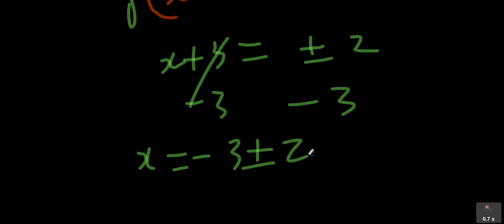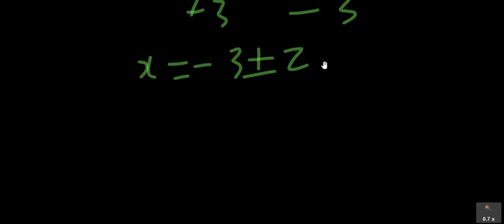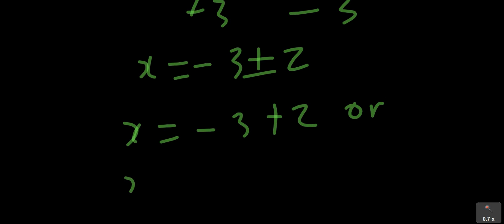And so x will actually give us 2 values. Let's see what x gives us. x is equal to minus 3 plus 2, or we could say x is equal to minus 3 minus 2. And let's work this out. Let's see what we got.